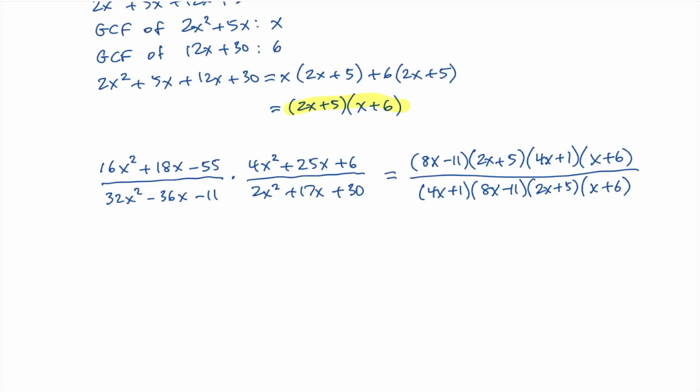All right, so let's highlight. So first we'll look for the 8x minus 11, and we do have an 8x minus 11 in the denominator. And then we'll look for 2x plus 5, and there's our 2x plus 5. Okay, we'll look for 4x plus 1, and there's a 4x plus 1. And then we're left with x plus 6 over x plus 6. And so out of all that, our answer is 1.